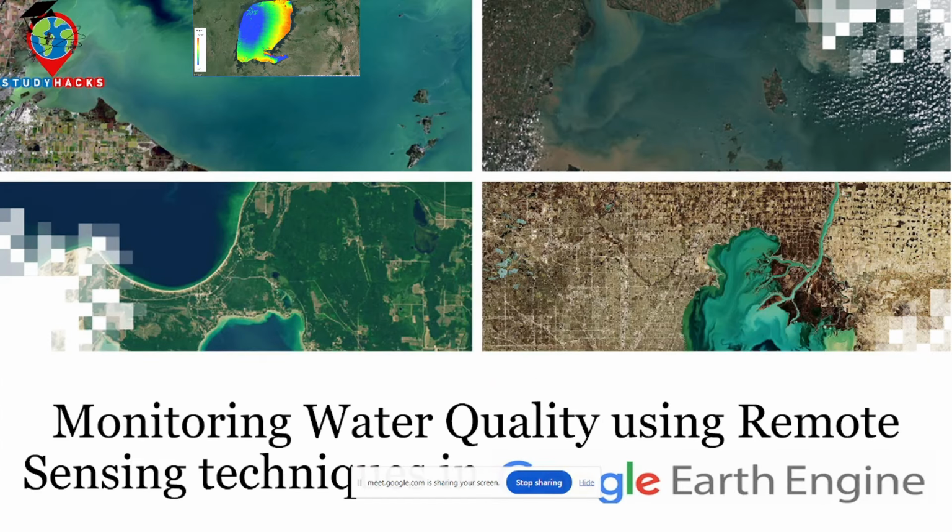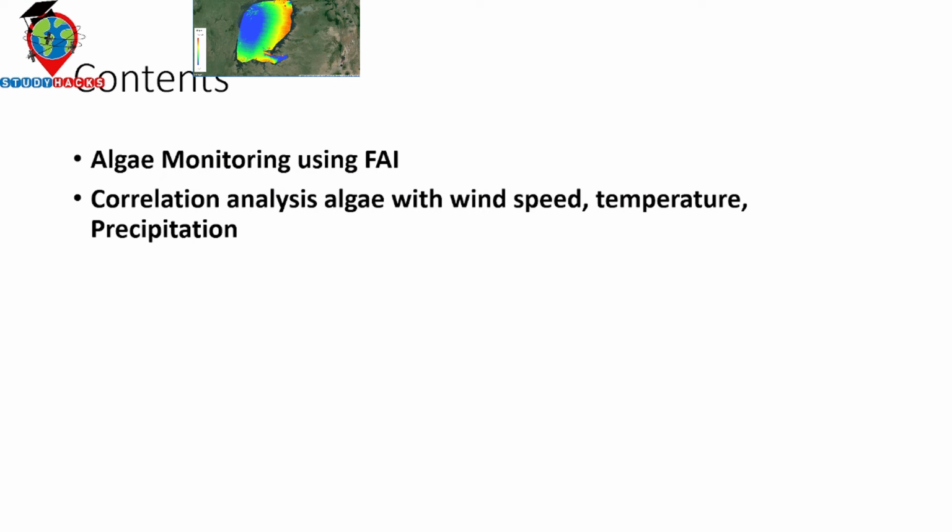Okay, so hi and welcome to monitoring water quality using techniques in solar engine. For this session, I will discuss how we can easily monitor the algae using the FAI index. It's one kind of floating algae index, FAI. And further, after monitoring the algae, we also talk about the correlation analysis with wind speed, temperature, and precipitation.